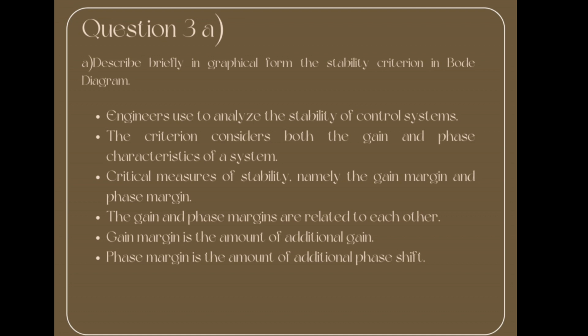The Bode plot stability criterion introduces two critical measures of stability, which are the gain margin and the phase margin. The gain margin is the amount of additional gain that can be added to the system without causing instability, while the phase margin is the amount of additional phase shift that can be introduced without causing instability. These margins are important because they provide an indication of how close the system is to instability. A small gain margin or phase margin indicates that the system is more likely to become unstable if any additional gain or phase shift is added.